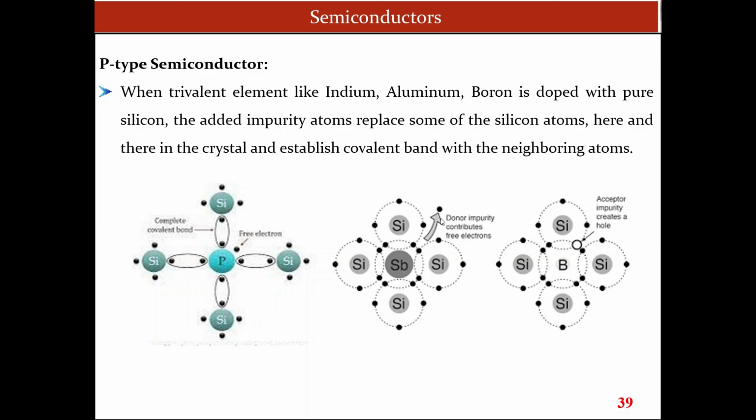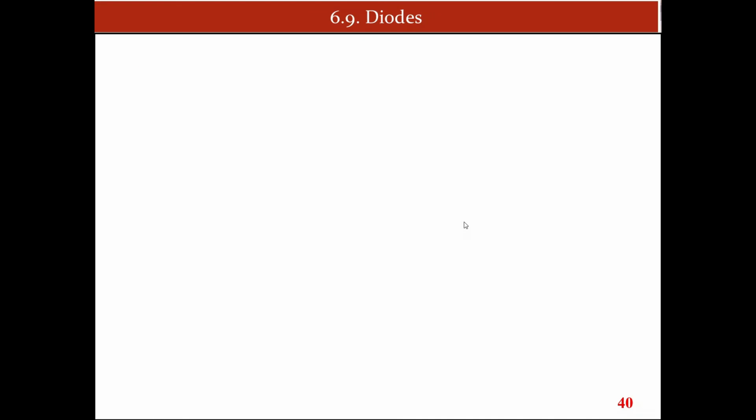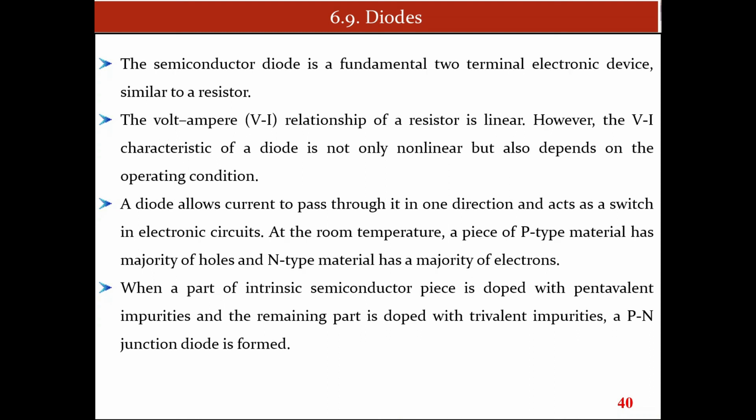But a donor impurity contributes electrons, like phosphorus or antimony, so it is considered an n-type material. Okay, now let's proceed to the next slide, which is about diodes. So now we have seen n-type and p-type. Having the n-type and p-type, now we are going to build diodes.